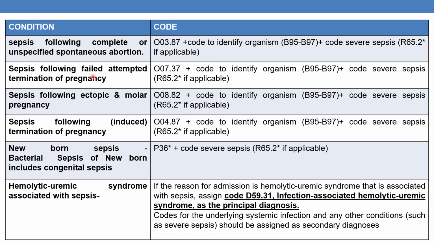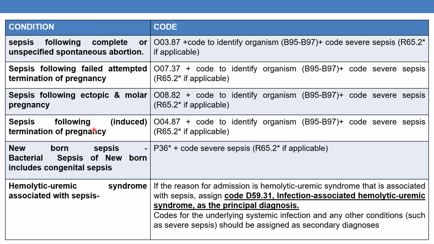Next, coming to sepsis following failed attempted termination of pregnancy. If the sepsis occurs due to failed attempted termination of pregnancy, PDX should be from the category O07.37 followed by code to identify the organism, which can be given from B95 to B97, plus if there is any severe sepsis, code for severe sepsis and any associated organ dysfunction. Next, coming to sepsis following ectopic and molar pregnancy. For it, the PDX should be O08.82 plus code to identify the organism and code for severe sepsis if applicable.